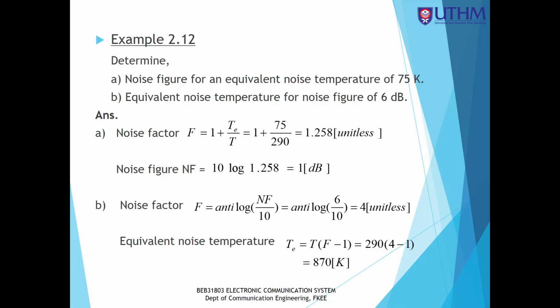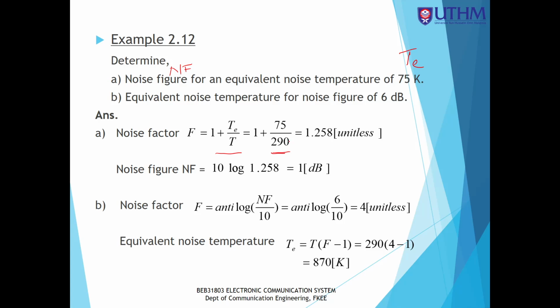Example 2.12, determine the noise figure for equivalent noise temperature 75K. So you diberikan TE equal to 75, determine the noise figure which is NF. In order to find NF, you kena cari F. So F is equal to 1 plus TE bahagikan dengan T. Okay, so 1 plus 75 divide over 290.